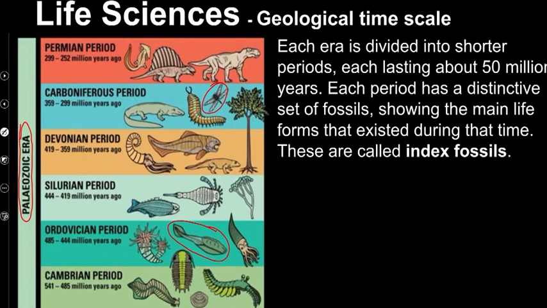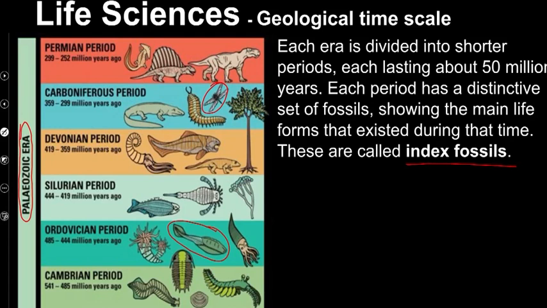The ones that are shown here are the most common fossils that were found at that particular time, and they are called index fossils. They are the common animals that show if you find a piece of rock and it's got that fossil in it, you know that it came from that particular time in the history of the Earth.